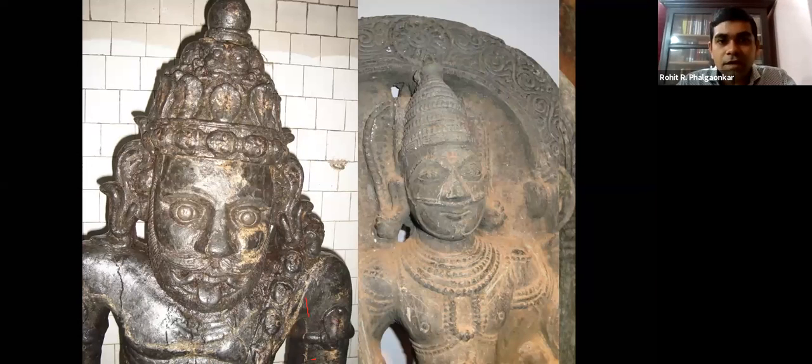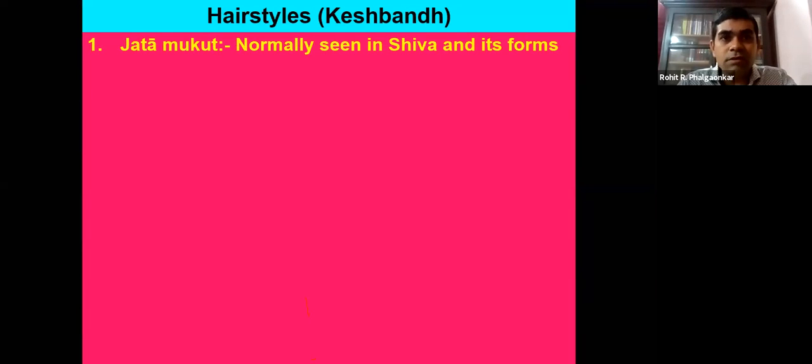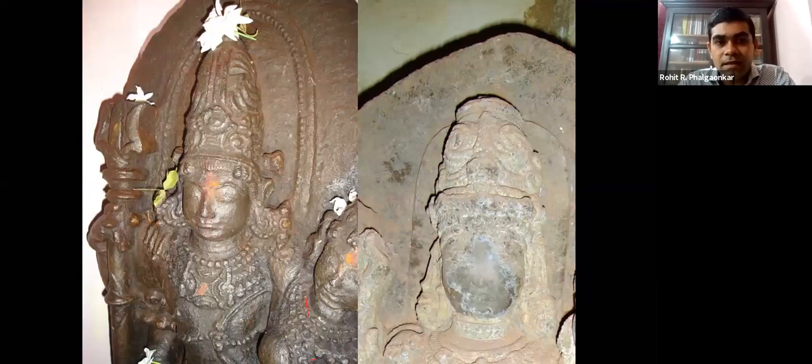Then you have the Karand Mukuta, which is an upturned vessel. Of course, this type of crown is not found on any sculpture of Goa. I'll go to the hairstyles or Keshban. You have the Jata Mukuta, which is normally seen in Shiva sculptures. And here you have very beautiful examples of Jata or the matted hair. Shiva does not wear crowns. He's supposed to be an ascetic.